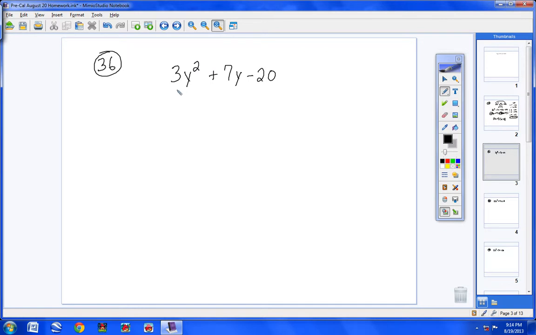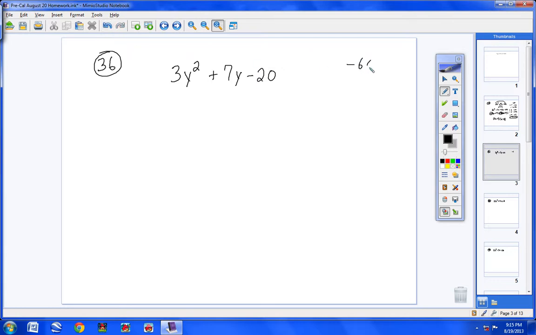Step 1 is always factor out what's common. I know of no number that goes into 3 and 7 and 20 evenly, and there's not a y in any term, so we cannot factor out any common factors. Now, we notice that we have a lead coefficient of 3, which means I'm going to take this number here and multiply it times this number here, and then write my product right over here. So 3 times negative 20 would be negative 60.